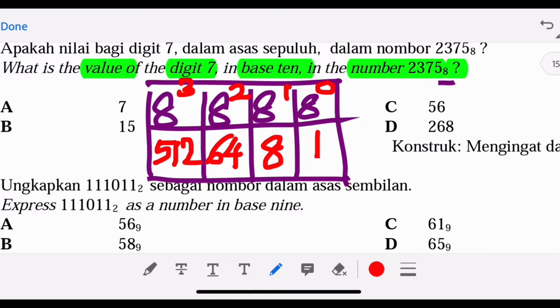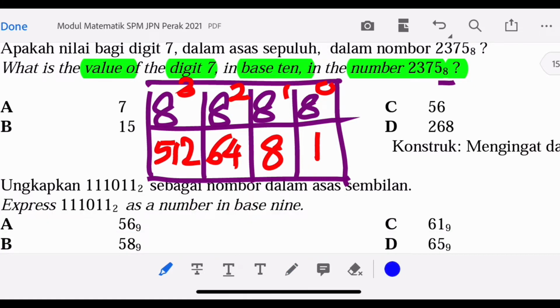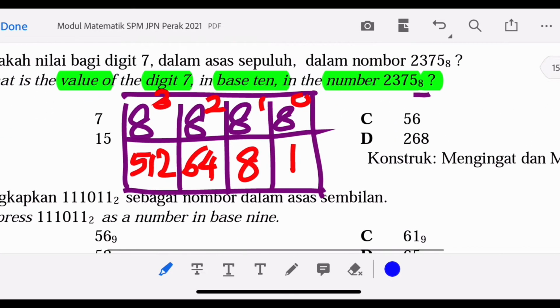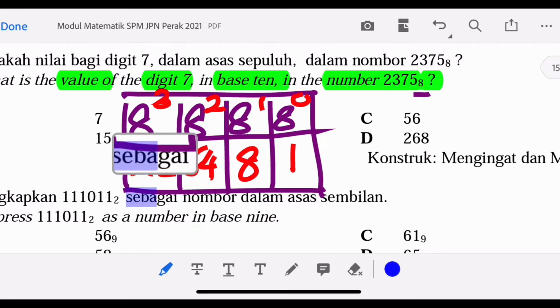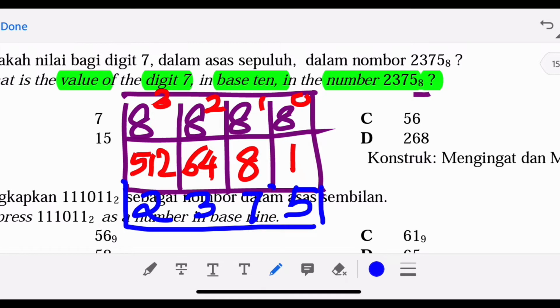So for a number, we always take the digit times the place value. Okay, so your first step is you work out the place values first, and then 2, 3, 7, 5 we put in. Follow the table, okay, so that you won't miss out. The 2, 3, 7, 5 are digits. Now the question is asking about 7, this one. What is its place value?